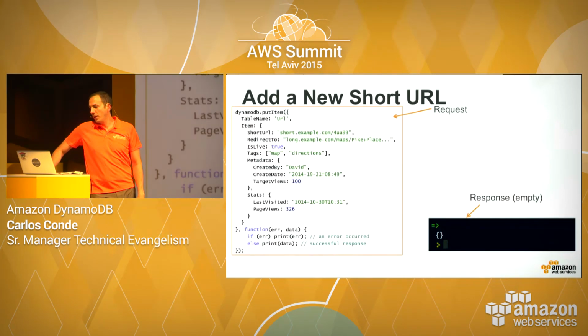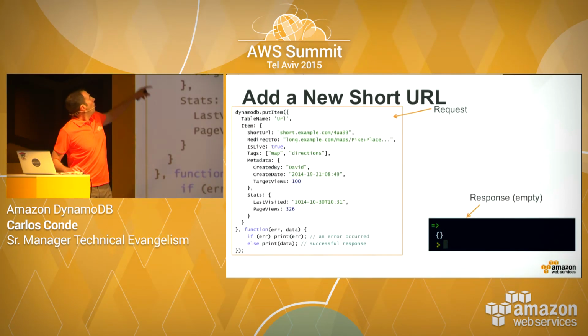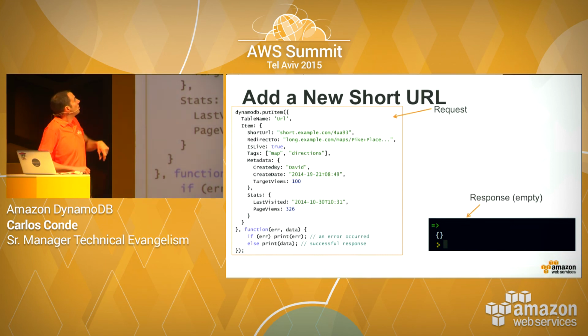Okay, so let's see how it works. This is JavaScript example code, but the structure is exactly the same in other languages. So if I want to add a new link, you see that there's nothing really magic. My request just contains the JSON object. I put it like this, specifying the name of the table, and it works. Right? I only have to specify the hash key.